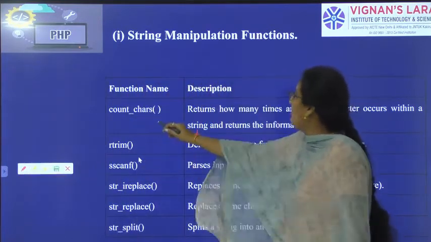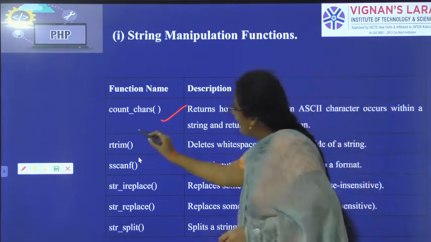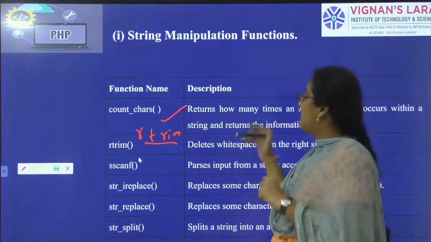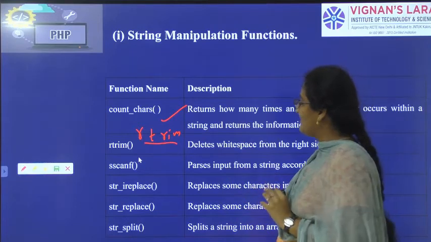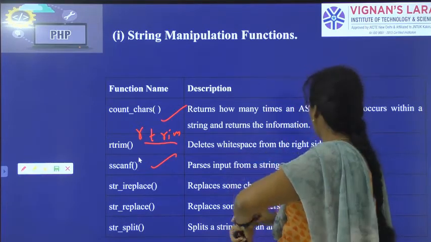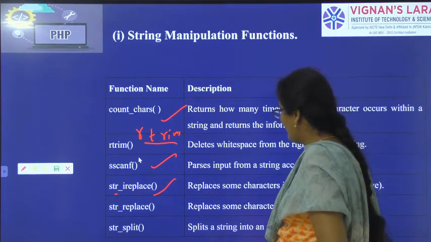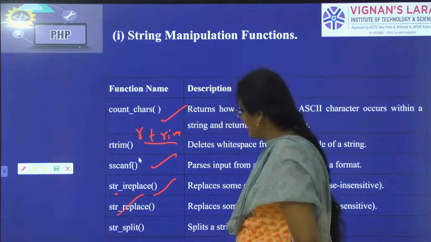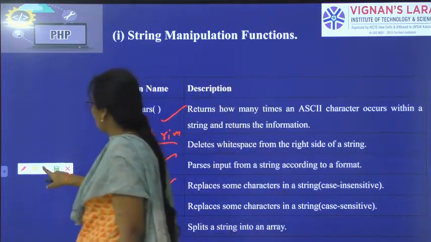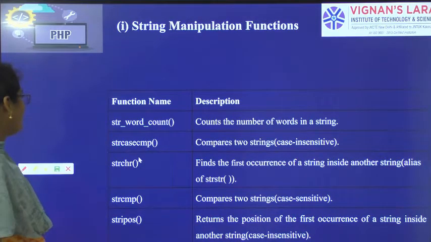Very simple. count_chars returns how many types of ASCII characters we have in the string. rtrim is for removing the white spaces from the right side of the string. sscanf parses input from a string according to the format. str_replace replaces some characters in the string. str_ireplace replaces some characters in the string. str_split splits the string into arrays. So let us see some more string manipulation functions.